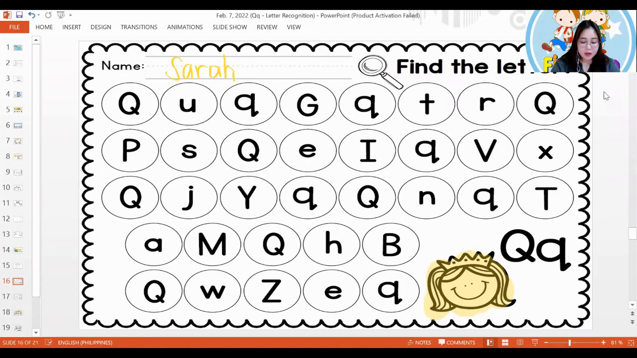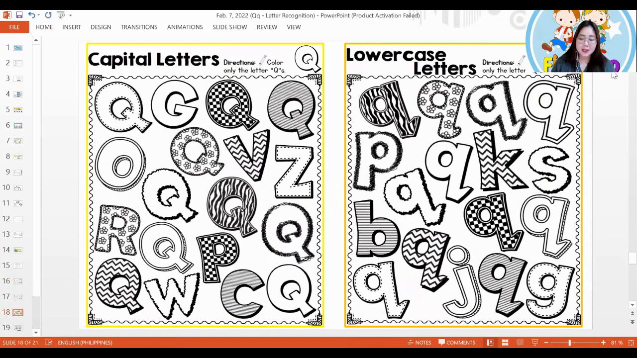So let's count together. 1, 2, 3, 4, 5, 6, 7, 8, 9, 10, 11, 12, and 13. 13 letter Q. So we found all 13 letter Q's that the queen was looking for. So for the next work, we have to look for our capital and lowercase letter Q. So let's do this one together.